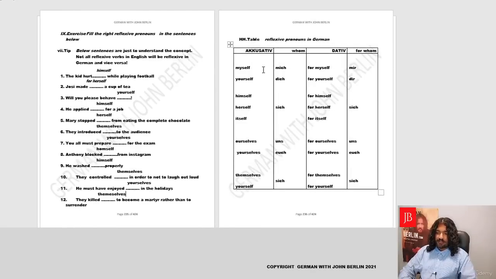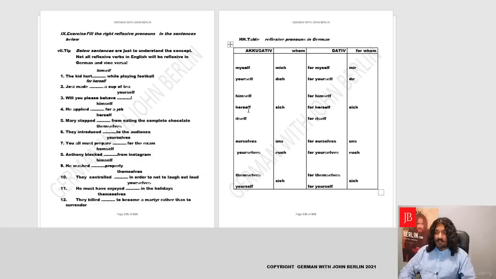So basically, first we'll be looking at the accusative: myself, yourself, himself, herself, itself, ourselves, yourselves, themselves. And also we'll be looking at yourself, that is mostly formal. So we'll have one yourself, which is informal, yourselves, which is plural, and yourself, which is formal. Let's find out. So myself in German would be mich, just like the personal pronoun mich. Yourself would be dich, just like the personal pronoun in accusative. So just the same, mich, dich.